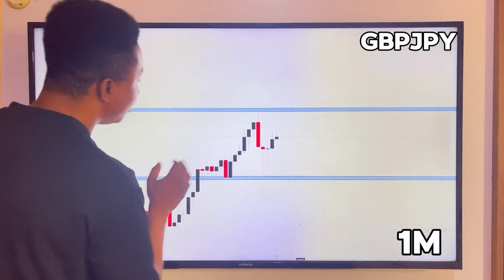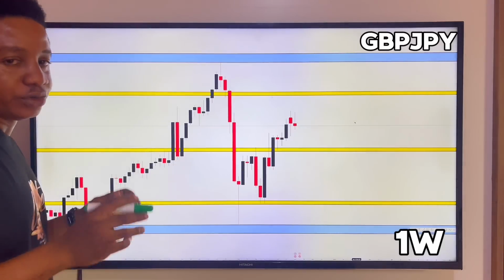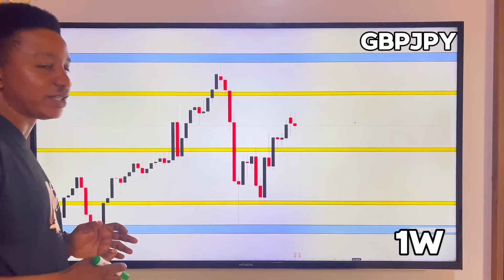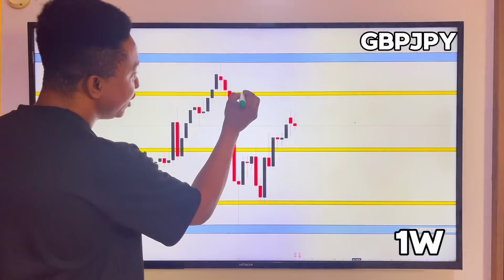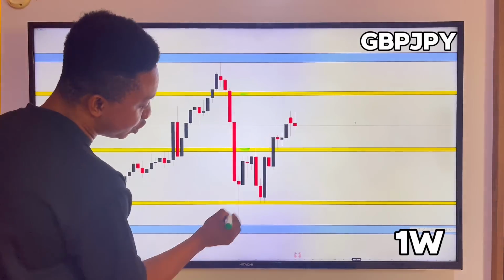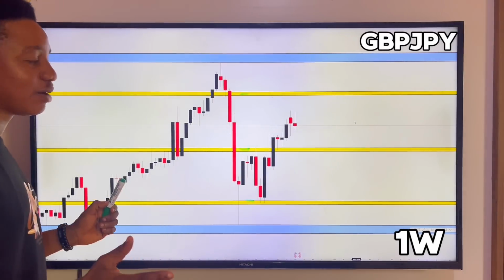So GBP/JPY onto the weekly time frame. All right, so this is GBP/JPY also on the weekly time frame. Let's explain. Now on the weekly, we have a weekly upper zone, middle zone, and then lower zone. What has happened on the weekly time frame?